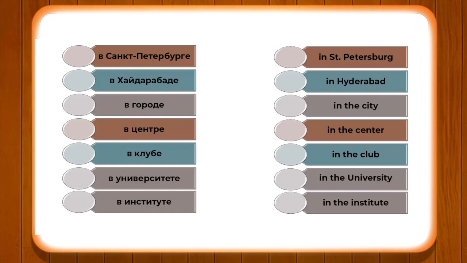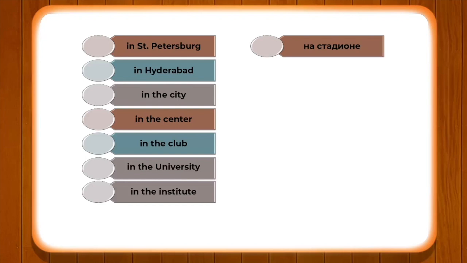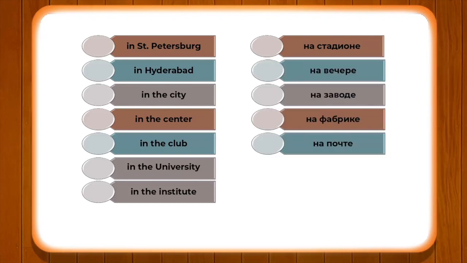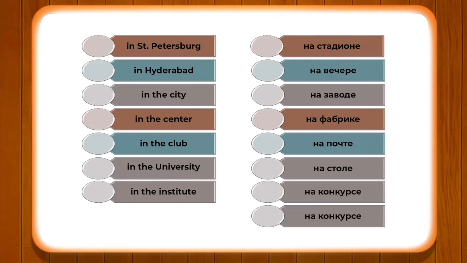So these kinds of questions you can very well use in the construction of sentences in the prepositional case while using a verb. Now pay attention to the usage of на in the prepositional case. As we already know: на стадионе, на вечере, на заводе, на фабрике, на почте, на столе, на конкурсе, на экзамене. How do we use them? На means on or at.